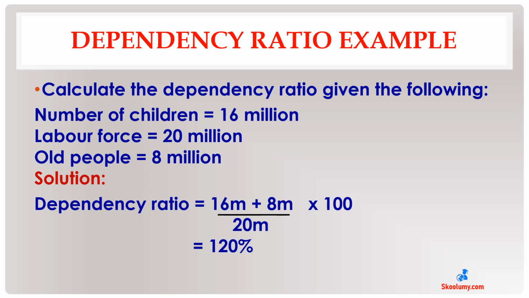The working population is also known as the labor force and is usually from age 15 to 64 years. Calculate the dependency ratio given the following. Number of children, 16 million. Labor force, 20 million. Old people, 8 million. Dependency ratio is 16 million plus 8 million, divided by 20 million, times 100. The answer is 120%.